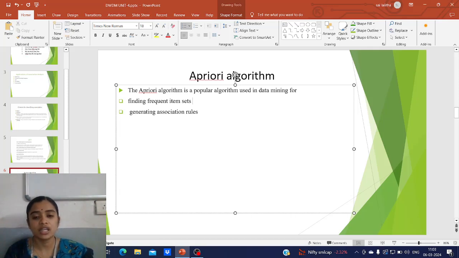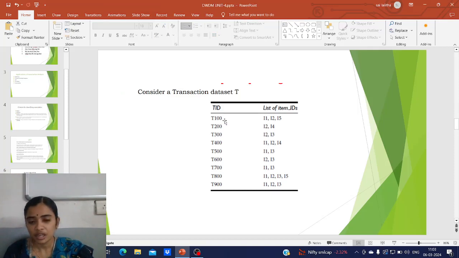The main advantage of the Apriori algorithm is that by using this algorithm you can generate more frequent item sets. So let us discuss the Apriori algorithm with an example. Here we have a data set. How many transactions do we have? We have 9 transactions, and each transaction consists of 3 to 4 items.